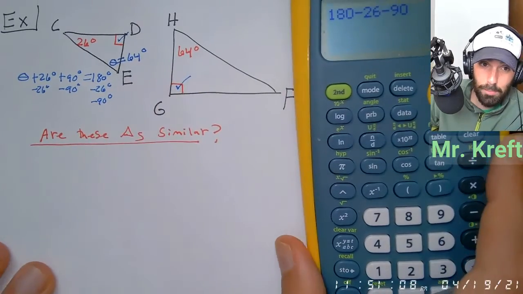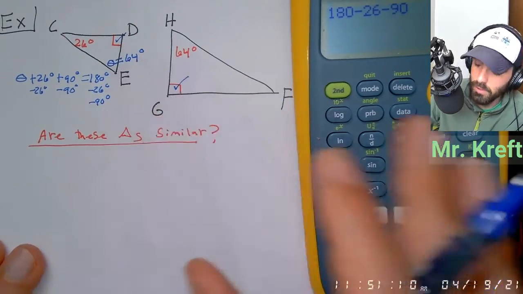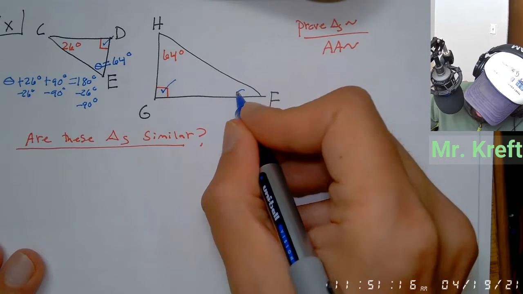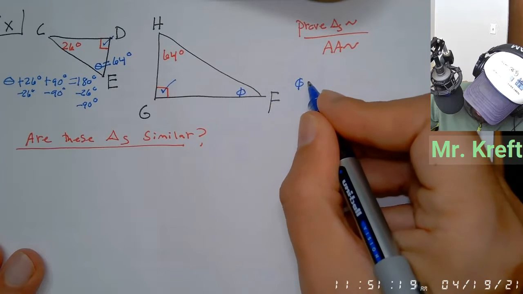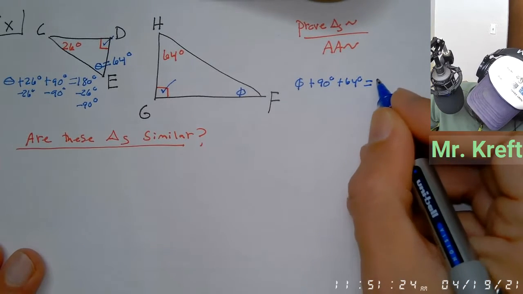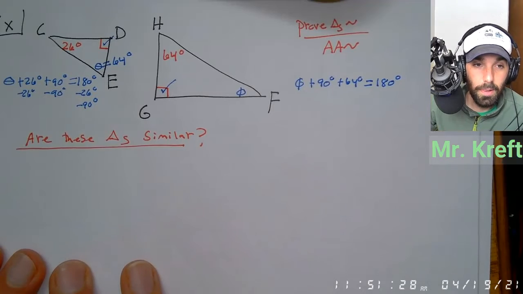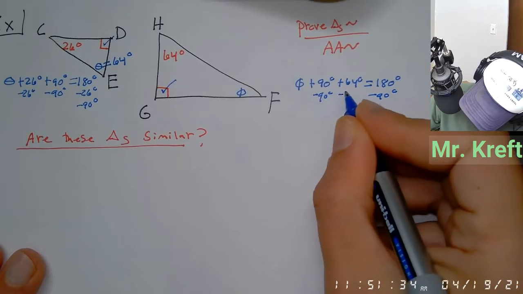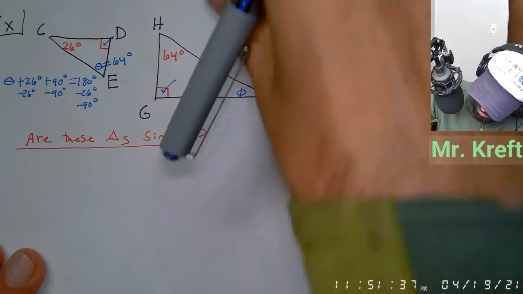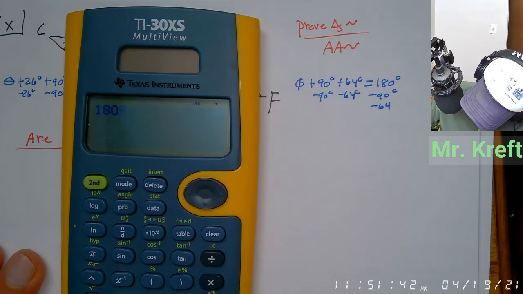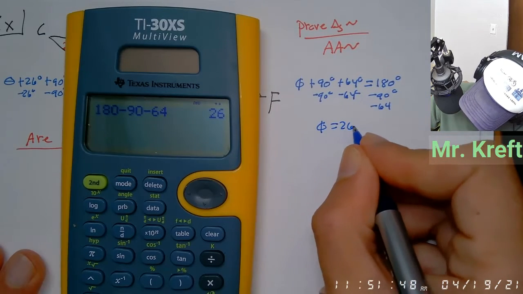Now, we could stop there because at this point, right, we have two pairs of congruent angles. But I also want to take a look at here, right? If I called this phi, so I had phi plus 90 degrees plus 64 degrees equals 180 degrees. So if I solve for this angle, I subtract 90, I subtract 64. I'm going to do that in my calculator. What do we got? We're going to have 180 minus 90 minus 64. So I get, right, this equals 26.